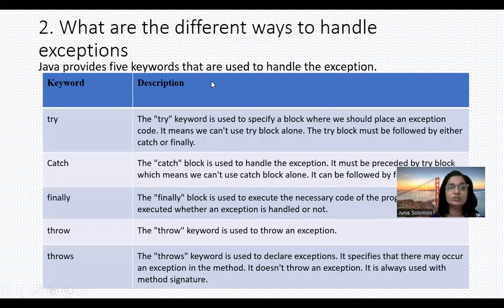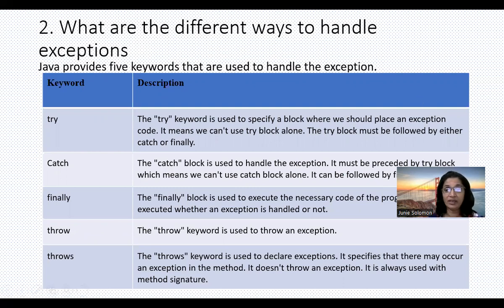Okay. So next is, what are the different ways to handle an exception? You understood about exceptions. Based on that, there are 5 keywords that are used to handle exceptions. So with these 5 keywords, we try to handle our exceptions. What are the 5 keywords?